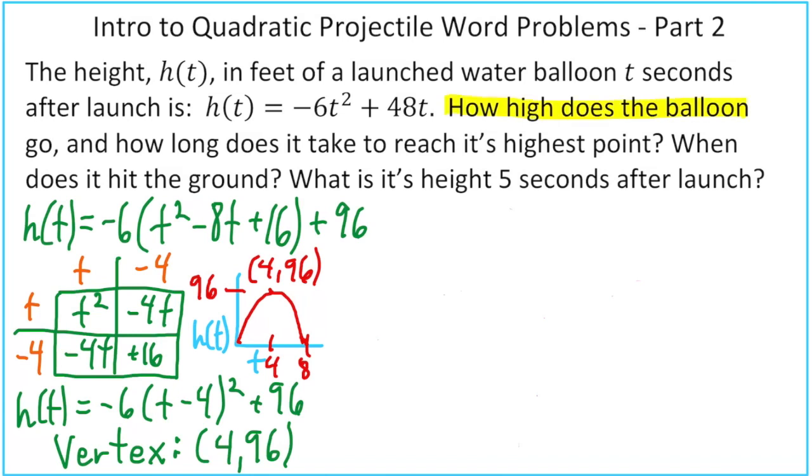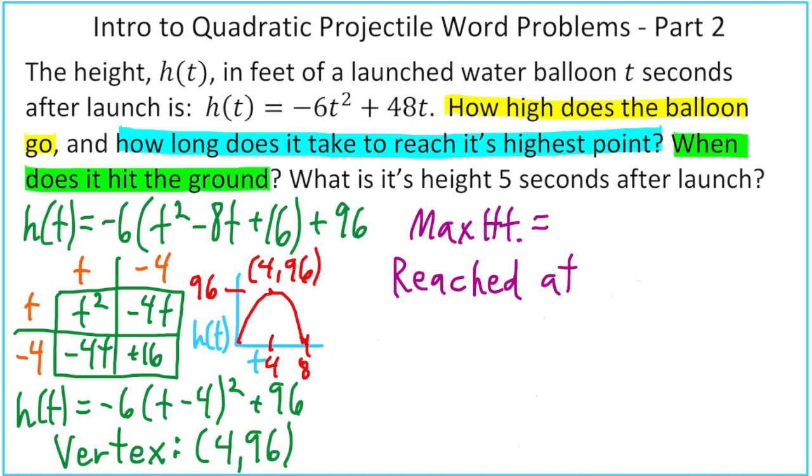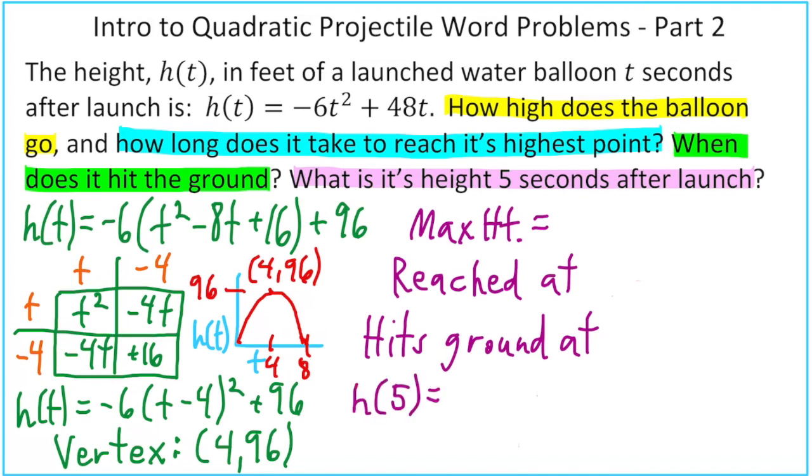So the first question they ask us is, how high does the balloon go? So another way to think of that is we're going to find our maximum height. Next question is, how long does it take to reach its highest point? So we'll just add to that, reached at, since we're still talking about the maximum height. Next question is, when does it hit the ground? And the last question is, what is its height 5 seconds after launch? What we do for this is we're just going to evaluate for h of 5.